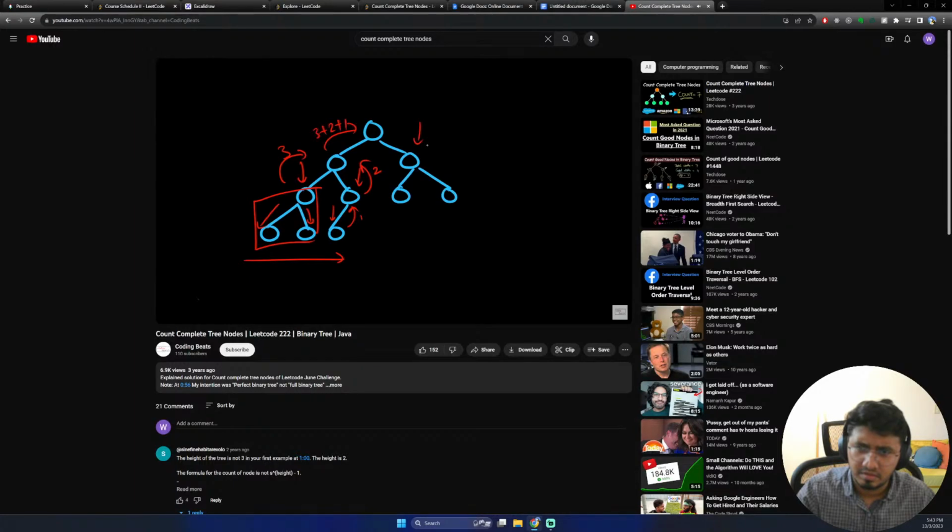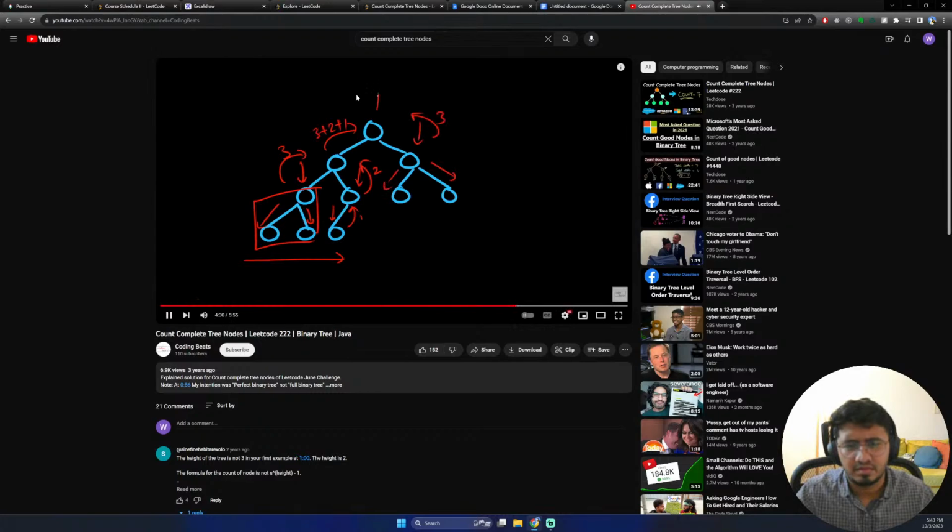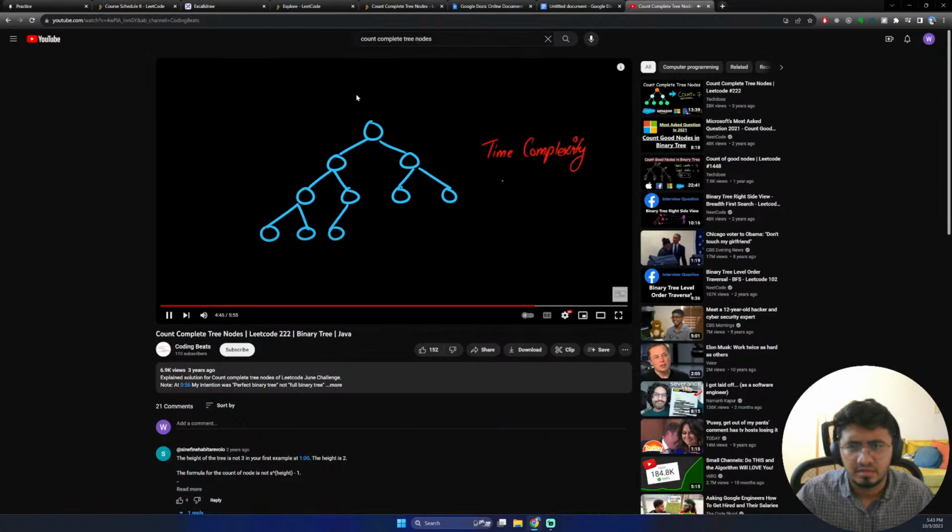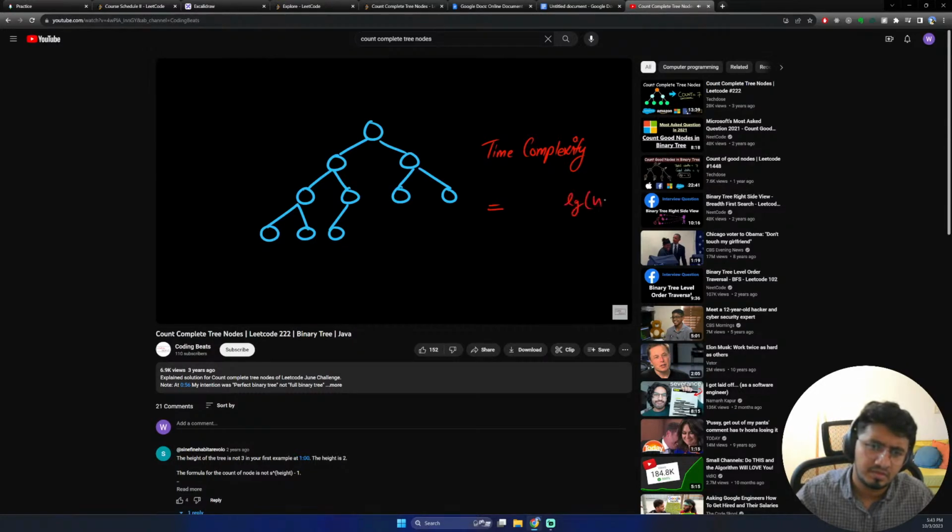Similarly I will go to right child. Here total nodes will be plus 1. That is the time complexity of this approach. As you can see, we are calculating height many times, so it will take log n time to calculate height one time. Now how many times I am calculating height will depend on when I am getting rightmost node of the last level. So in worst case I might go to the leaf node, so it will also take log n. So the time complexity will be log n into log n.